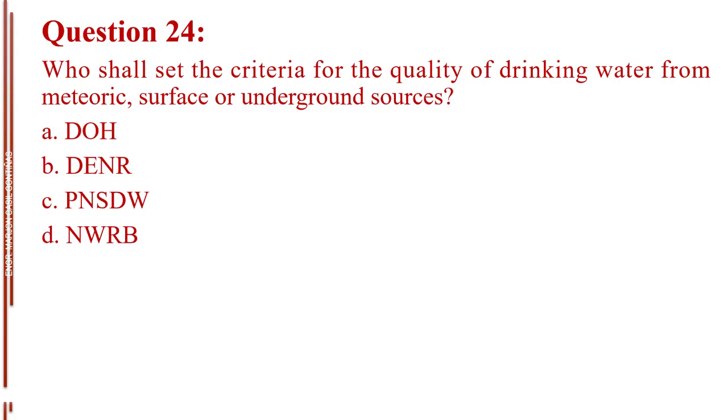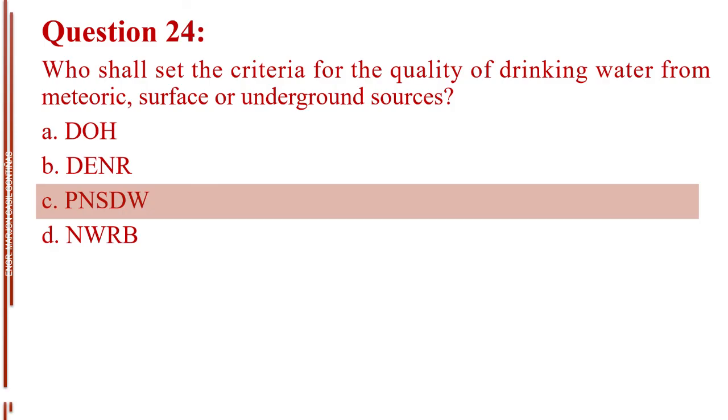Question number 24. Who shall set the criteria for the quality of drinking water from meteoric, surface or underground sources? Letter A, DOH. Letter B, DNR. Letter C, PNSDW. Letter D, NWRB. The answer is letter C, PNSDW.